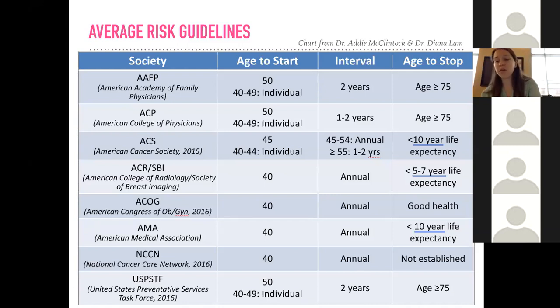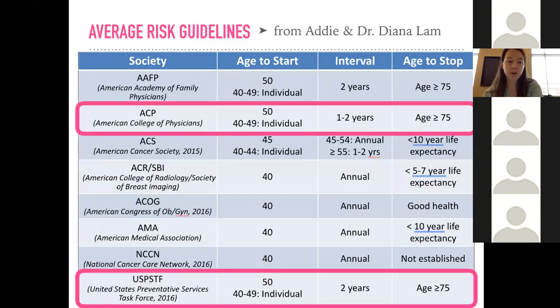So a lot of this is shared decision making, but as people in internal medicine, we tend to follow USPSTF. The ACP put out their own guideline, but it's very similar and follows a lot of the USPSTF guidelines as well. So for those, generally they start at 50 and they're every 2 years. And for starting at 40, it would be a little bit more of a shared decision-making model.